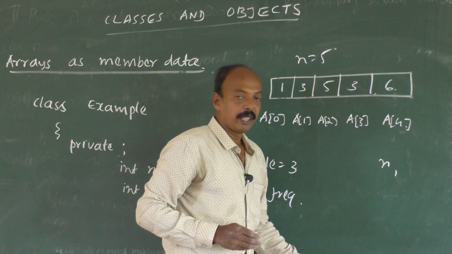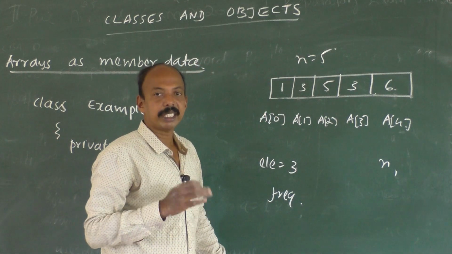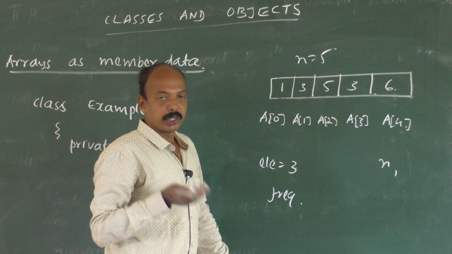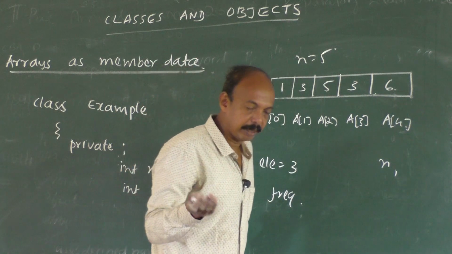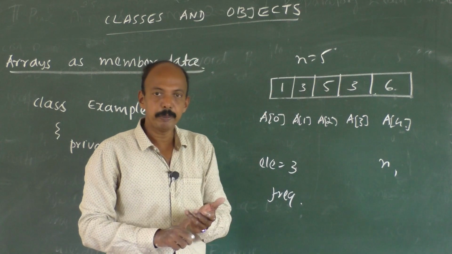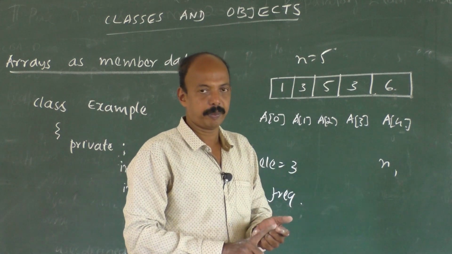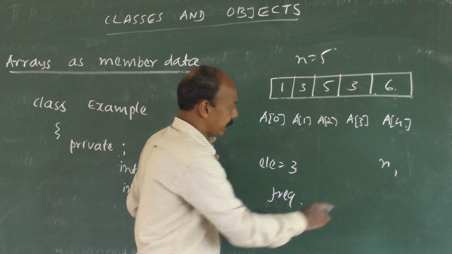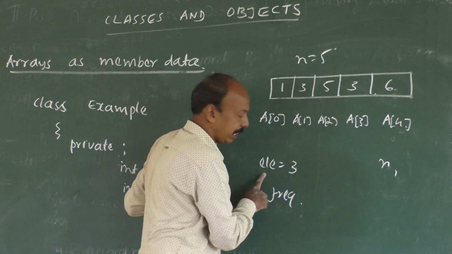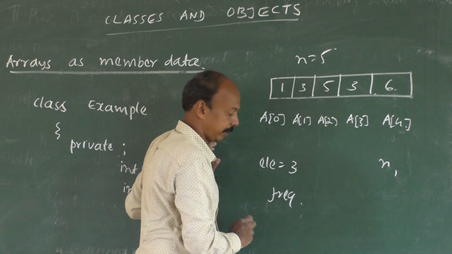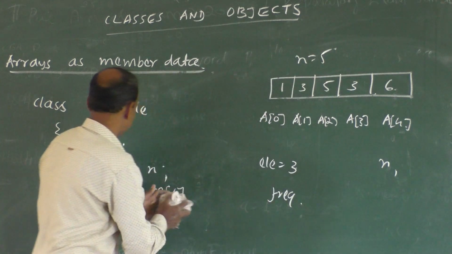Now the question is, which are the variables and which are the functions? Functions, of course, as we have discussed in the previous example, one is to input, second one is to calculate, third one is to display. Variables, one is n, other one is ELE, third one is frequency. So we shall write the program.